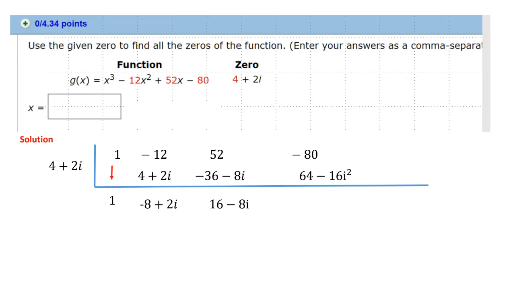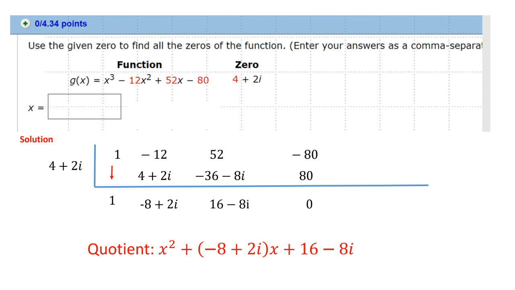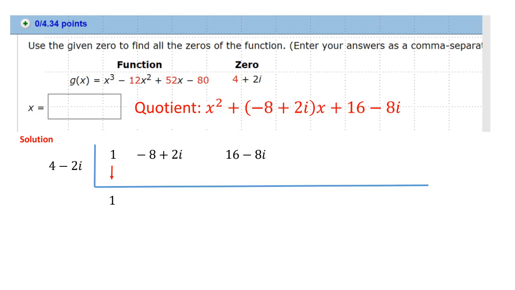And we know that i squared is equal to -1. So a -16 times a -1 is going to be a positive 16. So 16 plus 64 is going to give me 80. So here we reduced our quotient to this: x squared plus (-8 plus 2i)x plus (16 minus 8i). Okay, so this is still a little too complicated to solve for the x-intercept. So let's go ahead and do it again.